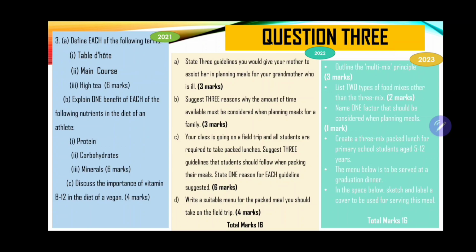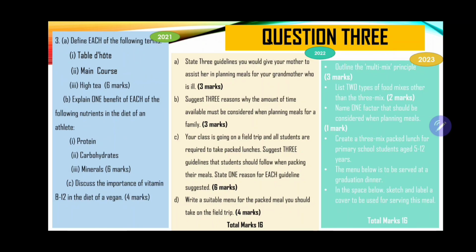This question also says that you're supposed to list 2 types of food mixes other than the 3 mix, and also to name 1 factor that should be considered when planning meals, right? Now, let's jump to 2022.